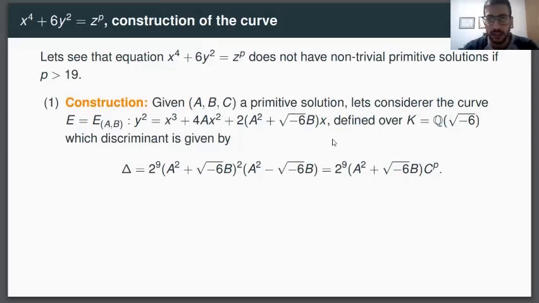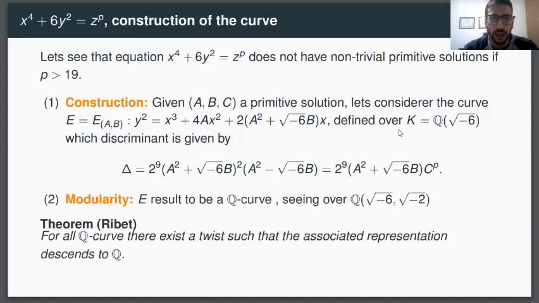This is the discriminant of the curve, and it is not trivial that it is modular. We have to use the fact that it is a Q-curve. This means that it is isogenous to its Galois conjugate, sorry. And to define this isogeny, we need to add the square root of -2 to the field of definition of the curve.